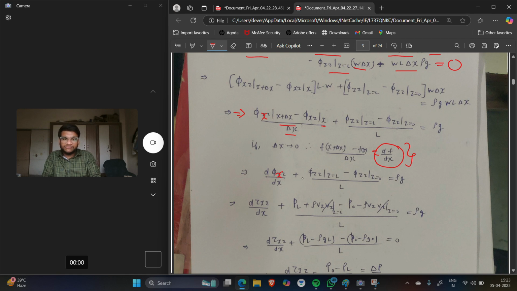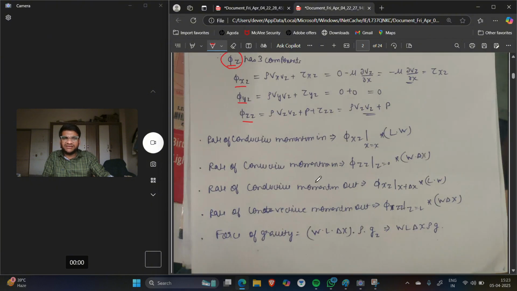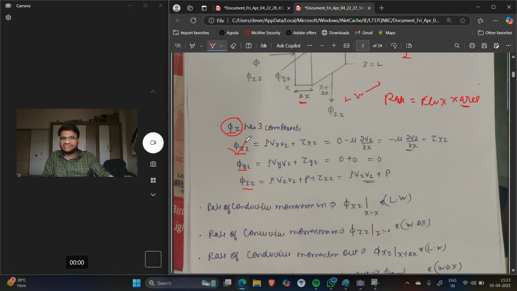Okay, so this will remain as it is. This is equal to rho g. Now, what I will do is put the definition of phi xz and phi zz from here, which I have written already.